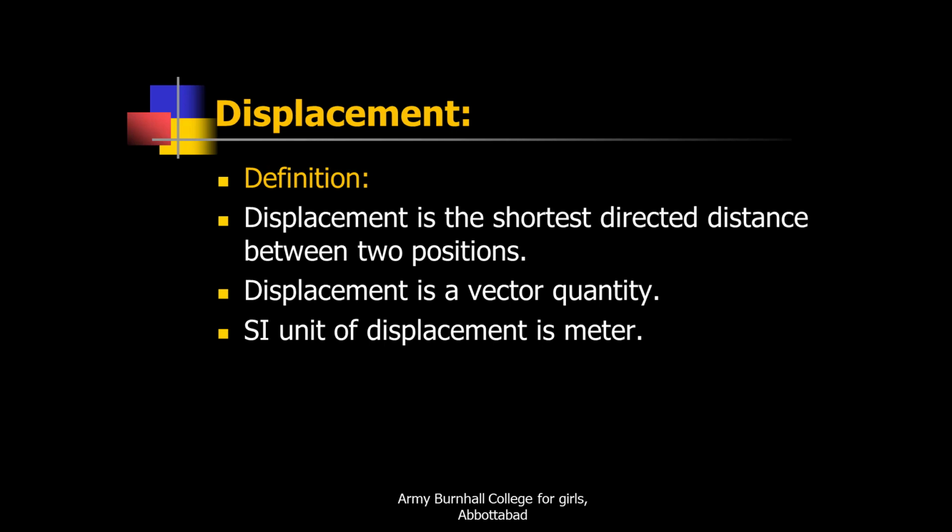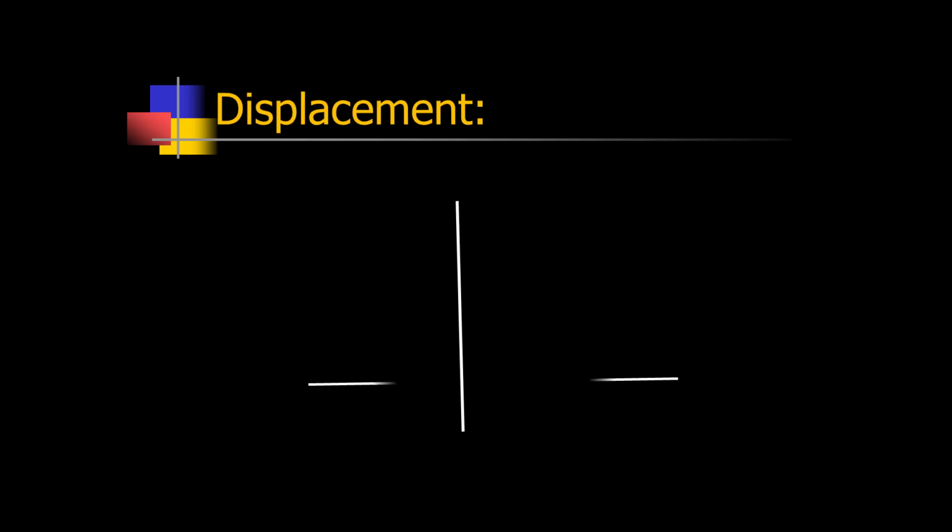Okay, it is a vector quantity and its unit is meter. So what is displacement? It is the shortest directed distance between the two positions. Let's consider the motion of the body in this way. Let's say that this is point A, this is point B, and the body is traveling from point A to point B, from initial position to final position.